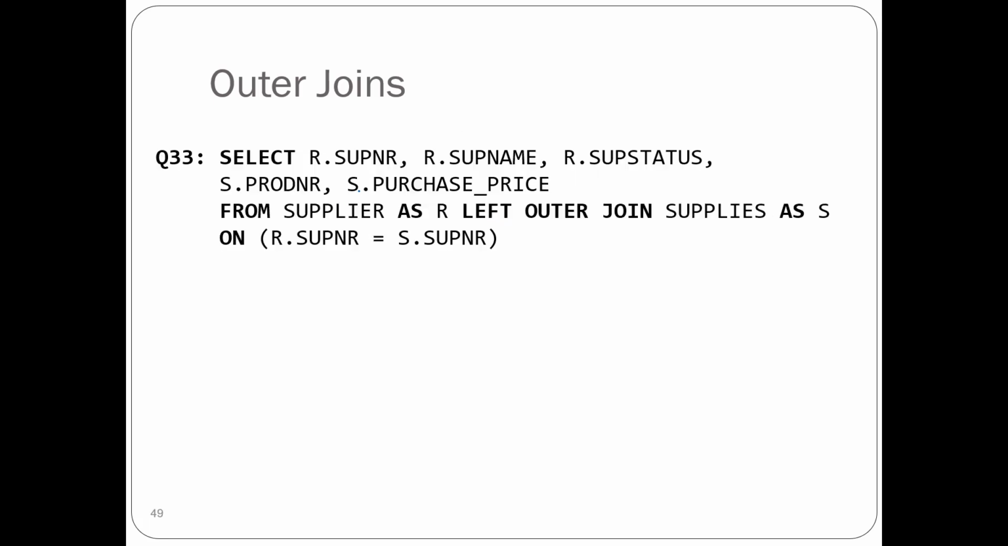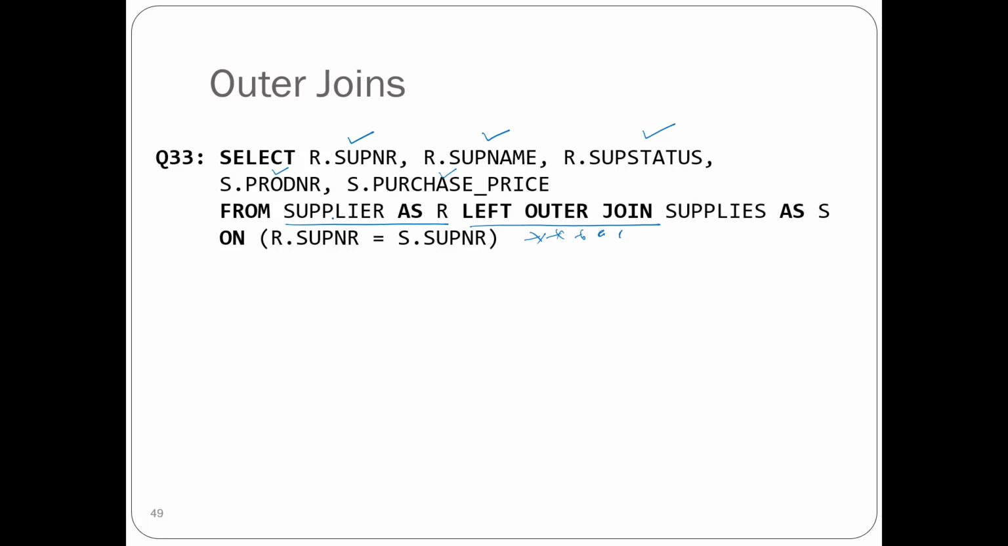So here, let me read the query and then I'll explain what is happening here. We are getting r.sub_nr, r.subname, r.substatus, s.prod_nr, s.purchase_price from supplier as r left outer join, right? We are using left outer join. I'll tell you what will happen in left outer join.